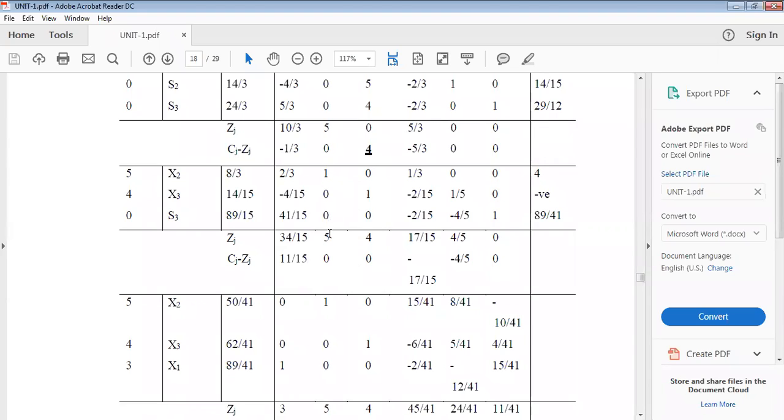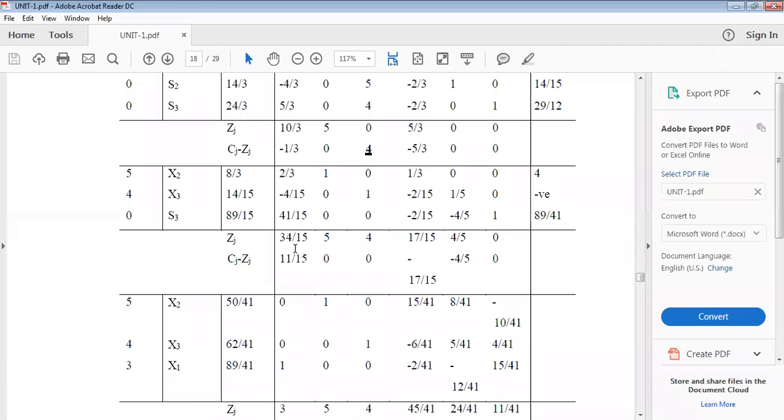So 5 minus 5, 0; 4 minus 4, 0; and 0 minus 17 by 15, minus 17 by 15 it is. 0 minus 4 by 5, you will get minus 4 by 5. 0 minus 0, you will get 0 here. So I think you have followed the Cj minus Zj evaluation in the second iteration.